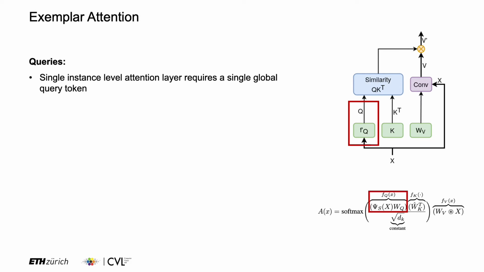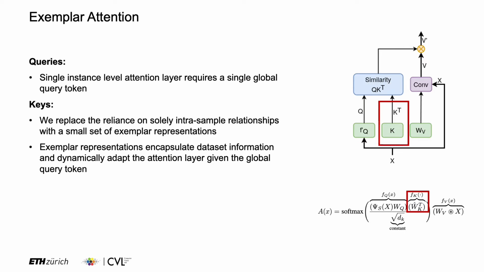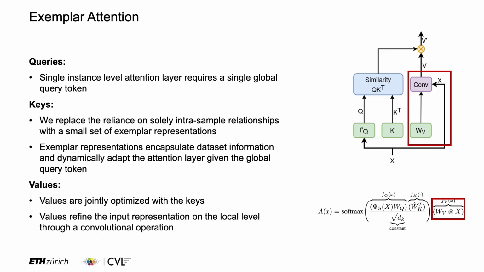Specifically, we design a single instance level attention layer which requires a single global query token. For keys, we replace the reliance on solely intra-sample relationships with a small set of exemplar representations. Exemplar representations encapsulate the dataset information and dynamically adapt the attention layer given the global query token. And finally, values are jointly optimized with the keys and refine the input representation on the local level through a convolutional operation.